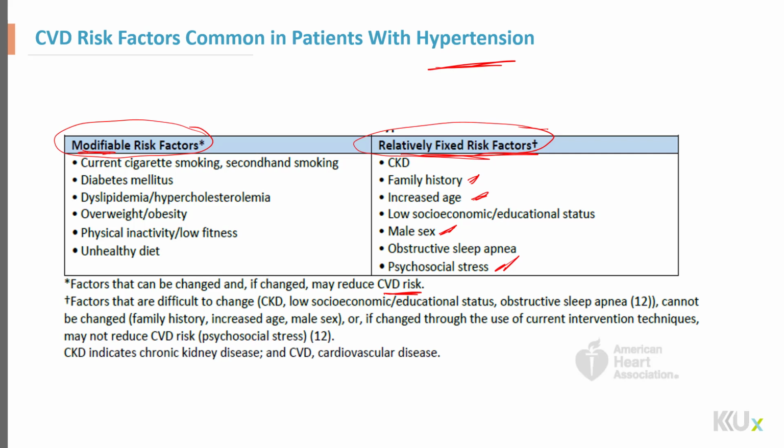So let's go through the modifiable risk factors. These are the factors that you can change and subsequently change your CVD risk, cardiovascular disease. Like the well-established risk factors: cigarette smoking, second-hand smoking, diabetes, dyslipidemia or hypercholesterolemia, overweight and obesity, physical inactivity, and unhealthy diet. On the other hand, relatively fixed risk factors are like CKD, family history, increased age, your gender, low socio-economic and educational status, obstructive sleep apnea, and psychosocial stress. These are factors that you cannot change easily.